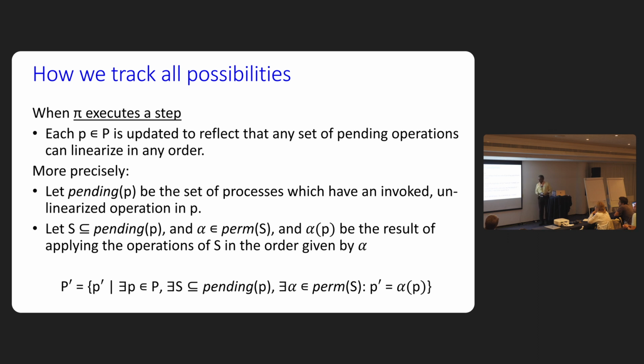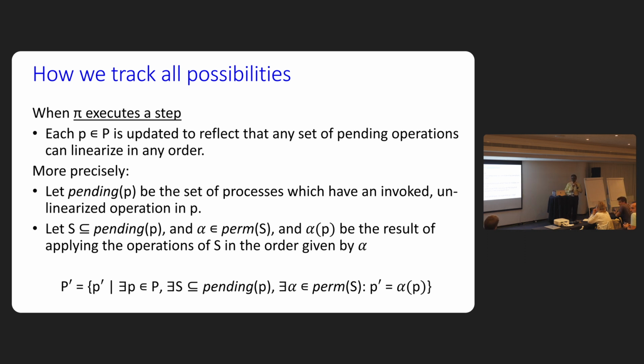The new set P prime is going to include a possibility p prime when there was a possibility p in the old set, and for some subset of pending operations in this possibility, some permutation of that subset would cause the old possibility to become the new possibility. Include all such possibilities p prime, and that would be your new possibility set.